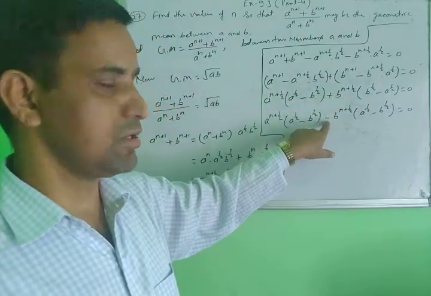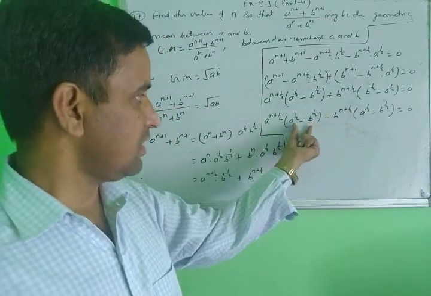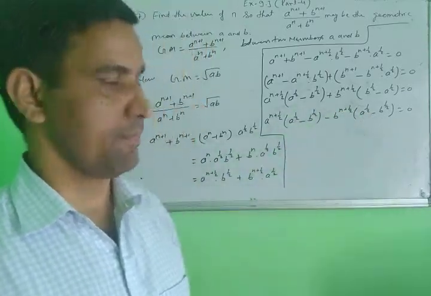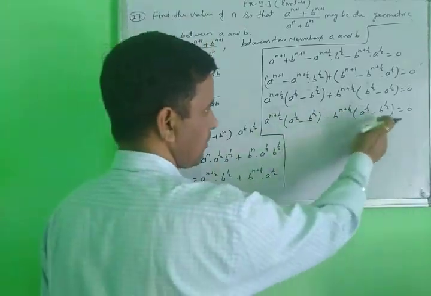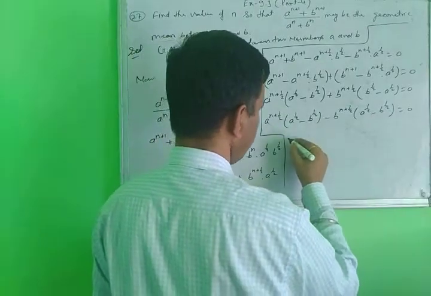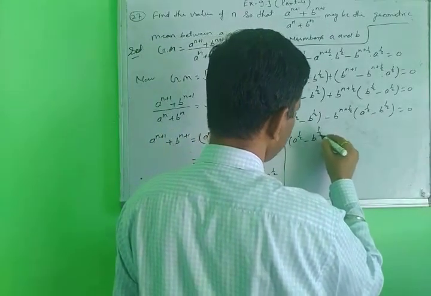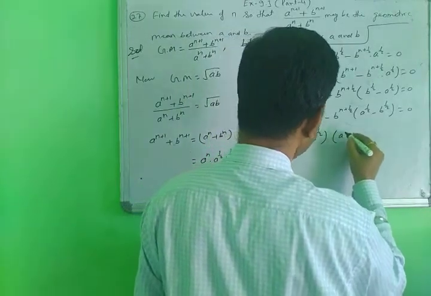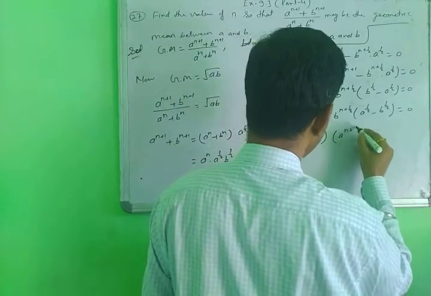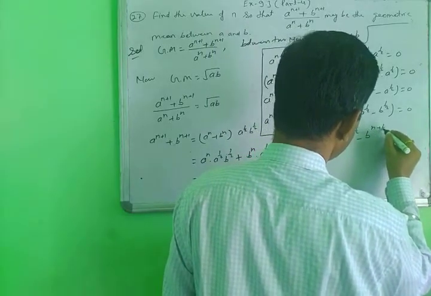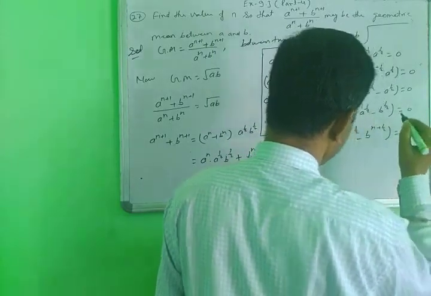This plus converts into minus, and the first term and the second term are now in common form. Taking common again this and this term here, now (a^(1/2) − b^(1/2)) (a^(n+1)/2 − b^(n+1)/2) equal to 0.